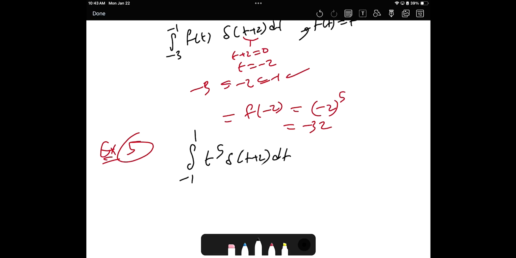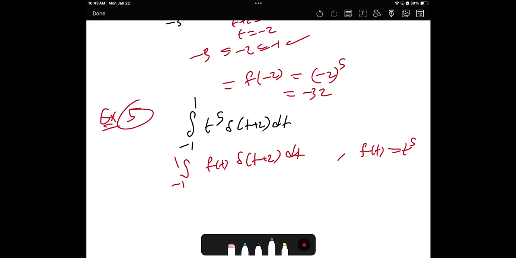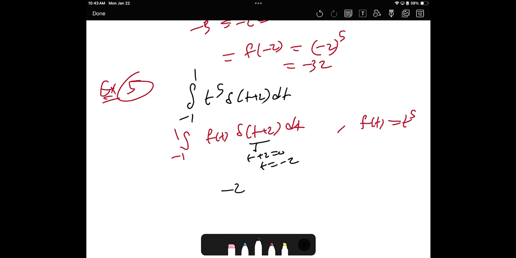Exactly. So basically, you can write it as the integral from negative 1 to 1 of f of t delta t plus 2 dt, such that f of t equals t power 5. Then here you will say t plus 2 equals 0, therefore t equals negative 2, and negative 2 is not bounded between negative 1 to 1, therefore it's equal to 0. Okay?